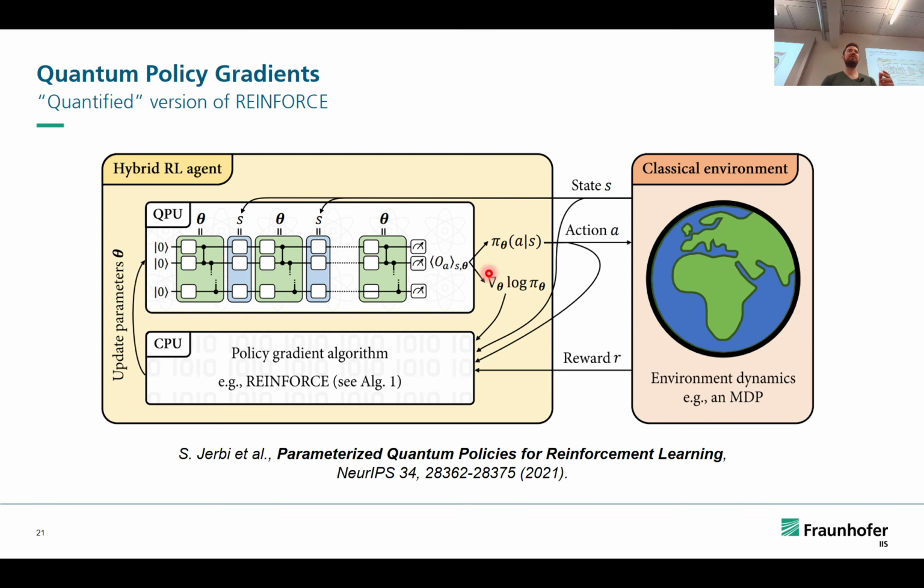So we basically have the cyclic interaction between our quantum device and our classical device, where we update the parameters classically, then upload them to the quantum device again, do our new computations of policy and gradients, and do this hopefully till convergence. So that's the underlying idea.